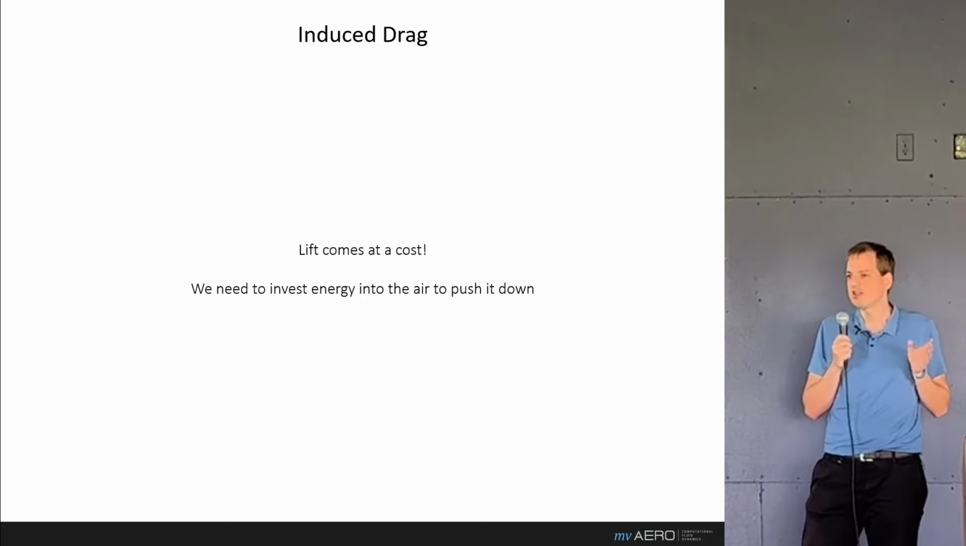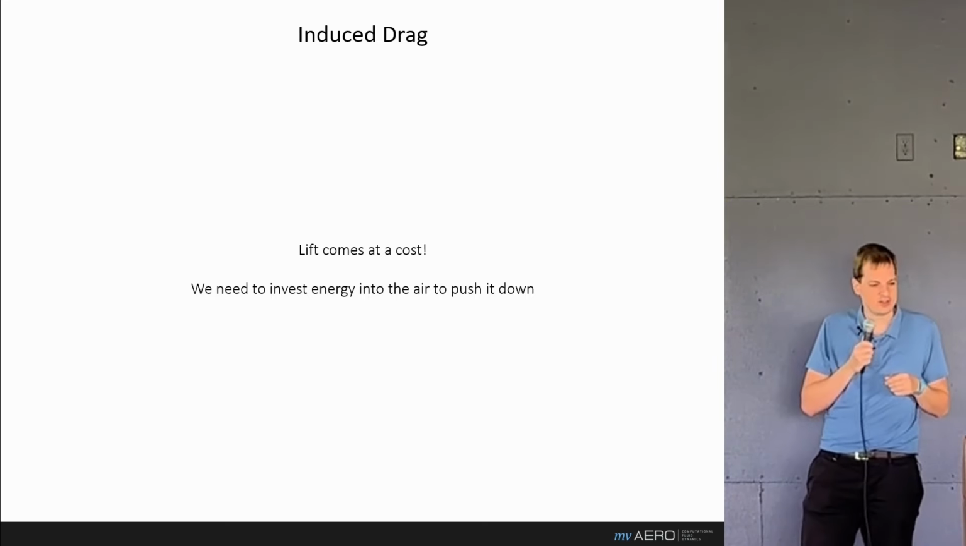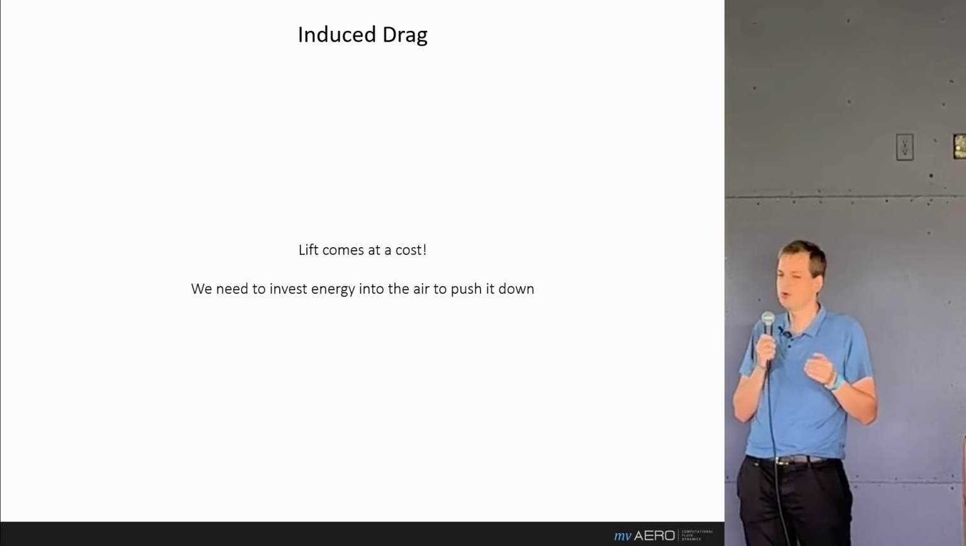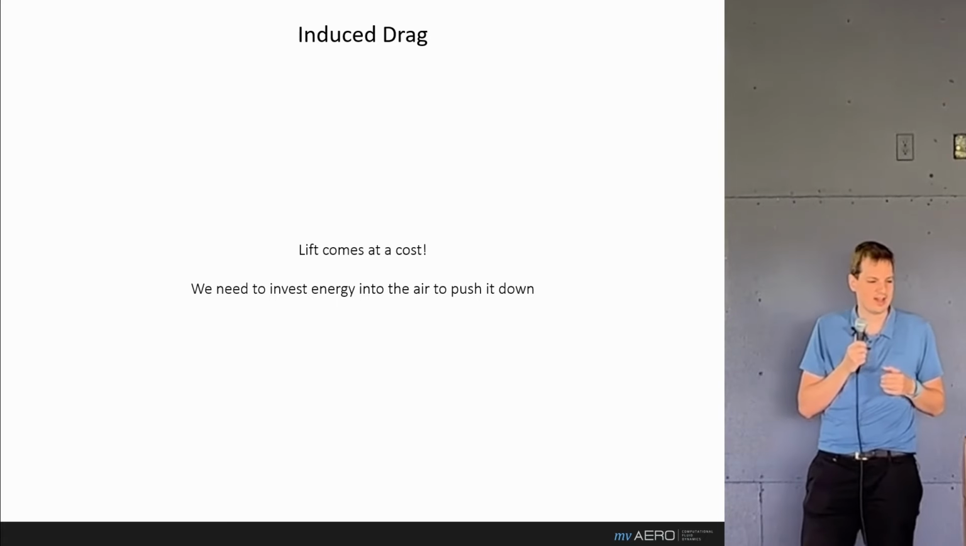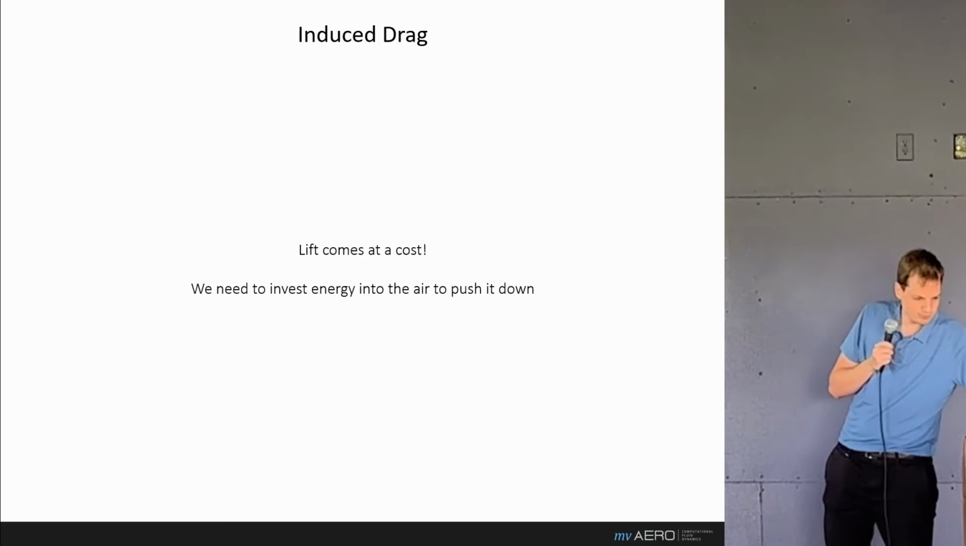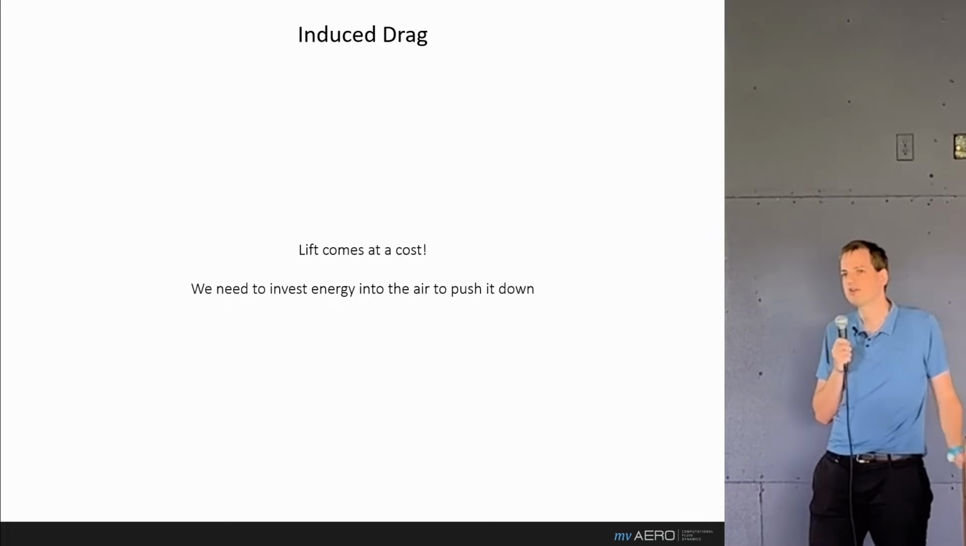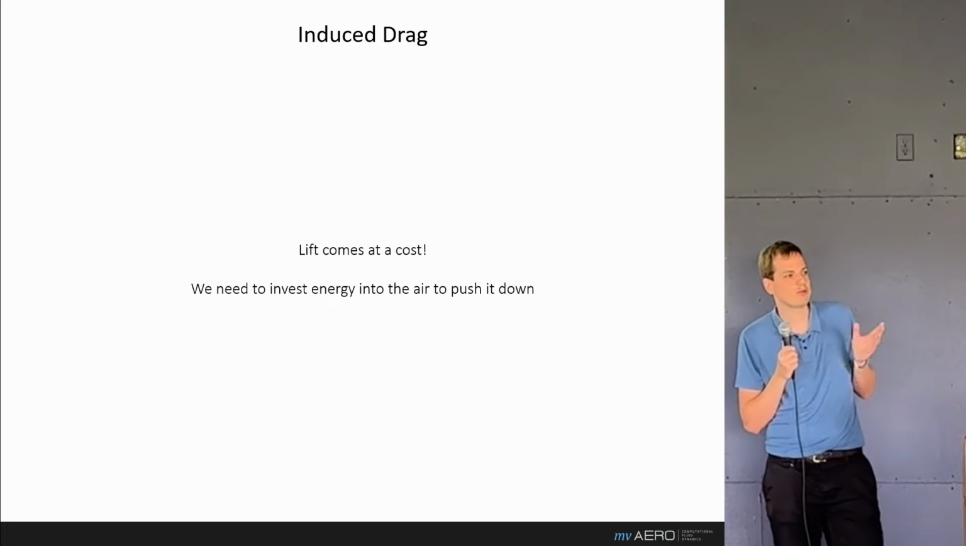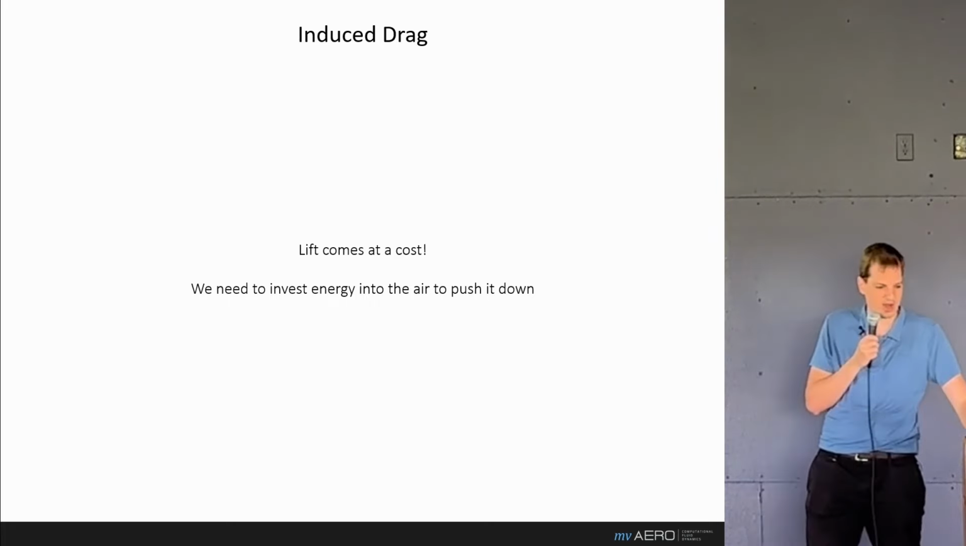We need to actually give kinetic energy to the air in order to move it down. That's the only way we can get lift. And we will feel that energy requirement as drag. That's why it's called lift-induced drag.